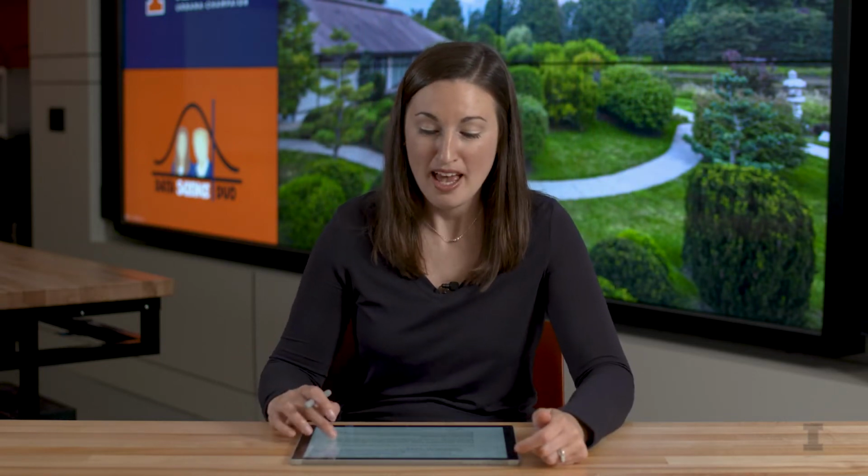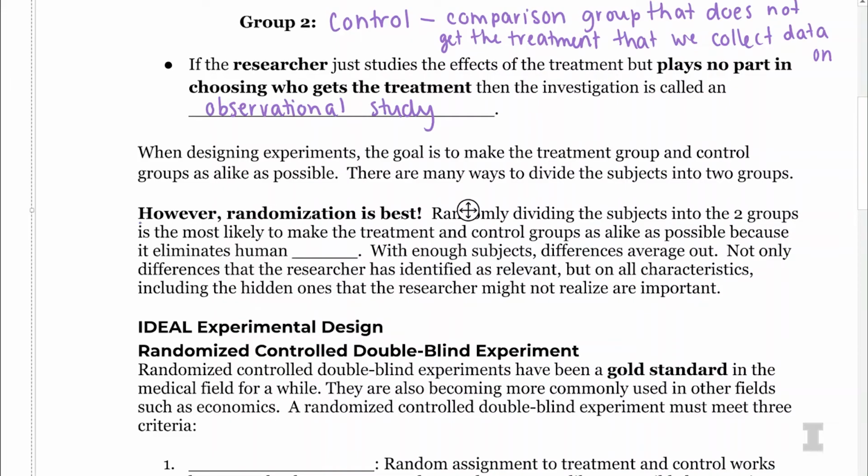So, when researchers are designing experiments, their goal is to make the treatment and control groups as alike as possible. Because if they're as alike as possible at the beginning of the study, then at the end of the study, if they're different, we know that that has to be because of the treatment. There are a bunch of different ways that researchers can divide subjects into a treatment and control group, but randomization is best. Randomly dividing the subjects is the ideal experimental design because it's the design that's most likely to make the two groups as alike as possible.